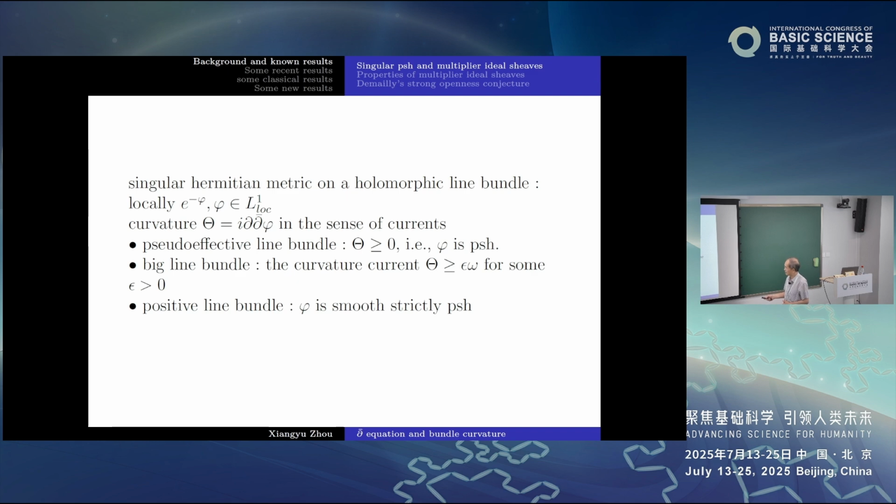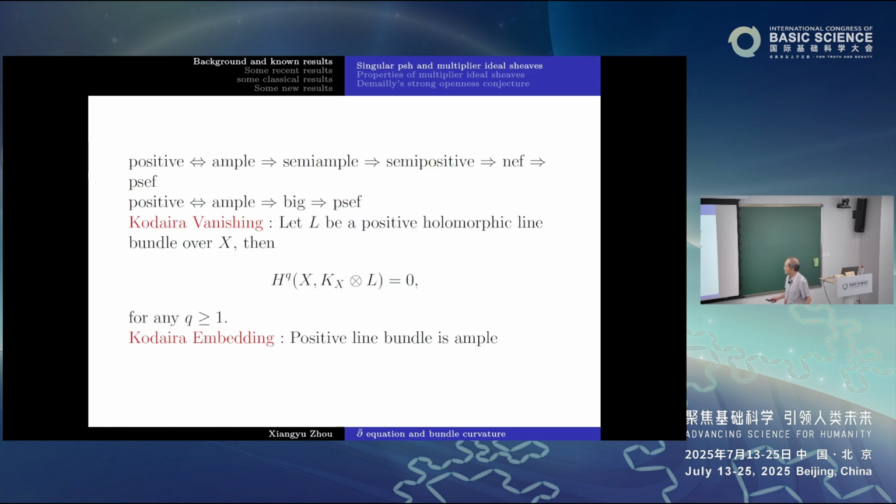And you can still define a big line bundle, which means the curvature current has a positive lower bound, where omega is a Kähler form or Hermitian form. In the more special case, the so-called positive line bundle, phi is a smooth, strictly pluri-subharmonic function. Of course, we have such relations between ample, semi-ample, semi-positive, big and pseudo-effective. Pseudo-effective is a more general concept.